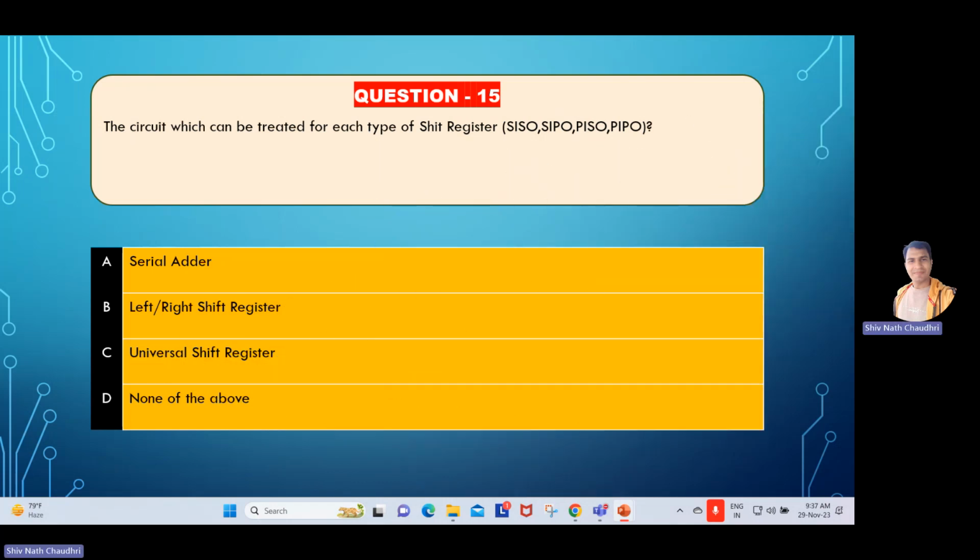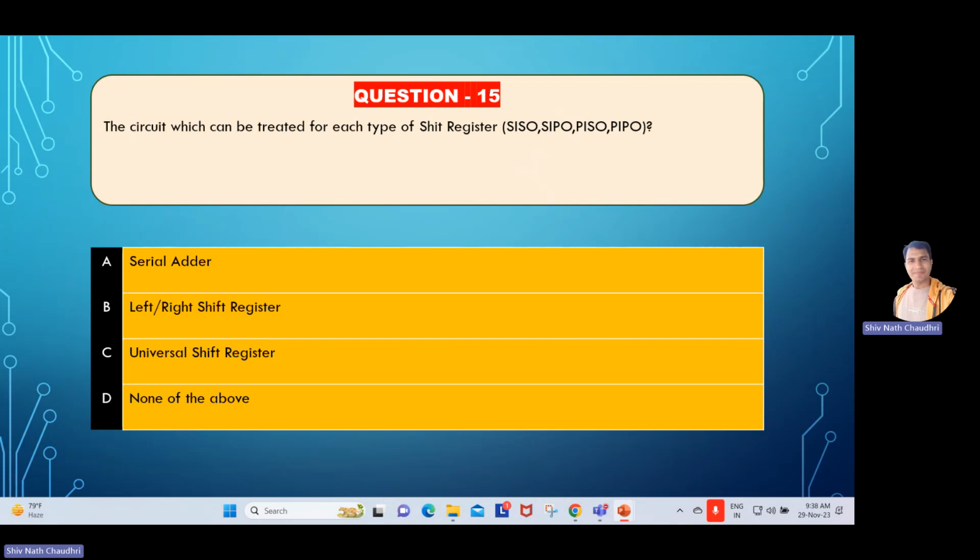The next question: the circuit which can be treated as each type of shift register. We basically have 4 types of shift register: SISO, SIPO, PISO, PIPO. Option A is serial adder. Option B is left and right shift register, then universal shift register, and none of the above. The serial adder option is not right, because we are searching for a circuit that can be treated as shift registers.